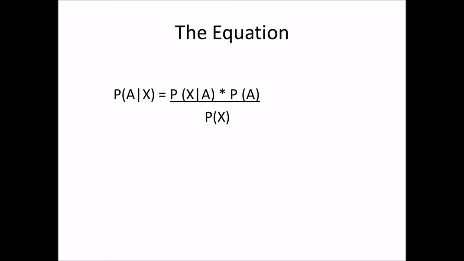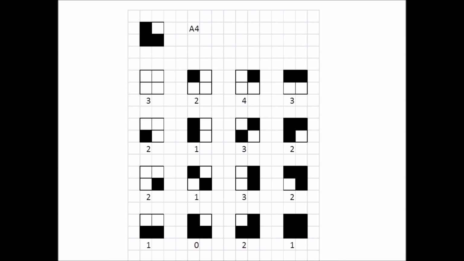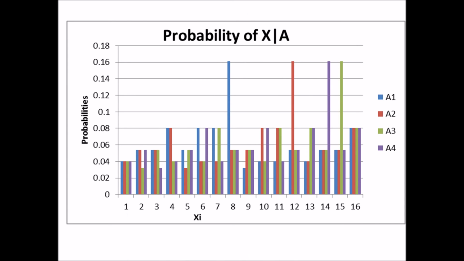Now a reminder of the equation. We have the probability of A and the probability of X. Now we need the probability of getting any X given a particular A. So for the probability of X given A, we are given the A, so we have 16 different possible X's. The sum of these probabilities must equal 100%. Here is a plot of the different distributions of the probabilities of X given A for all the four A's.